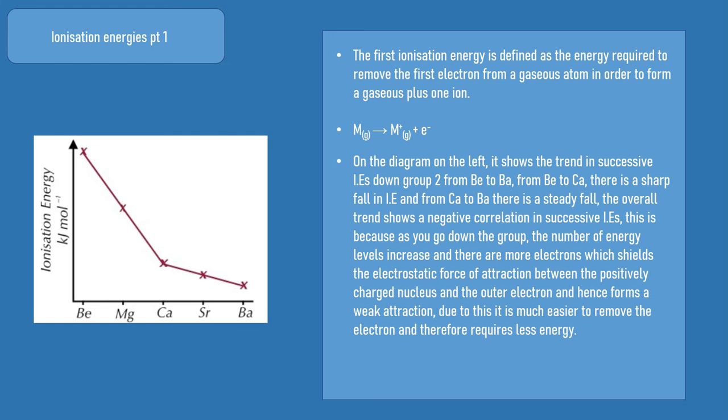This overall trend is because of the increasing number of electrons, and hence an increase in energy levels, so there is a greater shielding effect reducing the electrostatic force of attraction between the outermost electron and the nucleus, and because of this, it is much easier to remove the electron, as it requires less energy to remove it. This provides the evidence for the existence of electron shells.